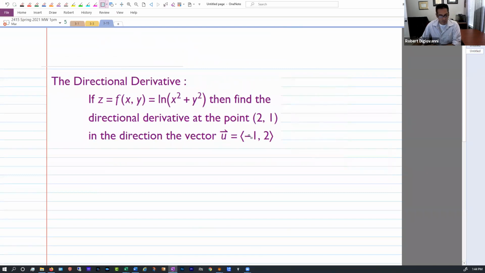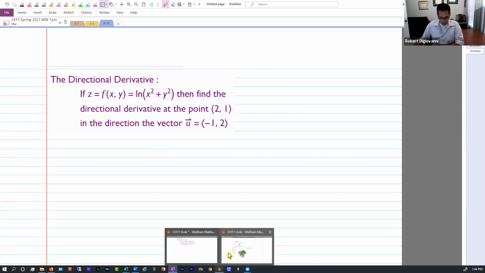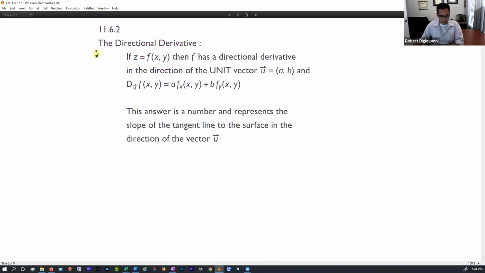Okay, why don't I give you a minute to try this one? This is very similar to the problem I just gave you. It's just a different function. It's the point 2, 1, and I give you the direction vector. So take about 5 or 6 minutes, and see how far you can go with this, all right? Do y'all want the formula? I'll give you the formula for the directional derivative again. Here it is.